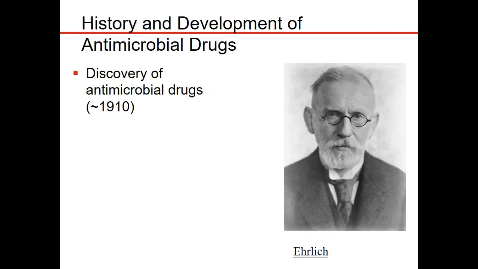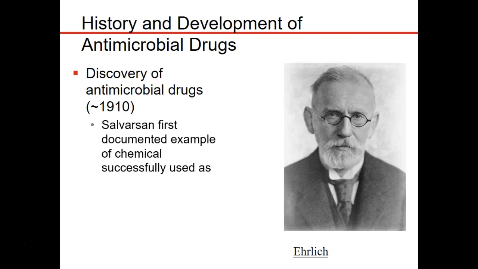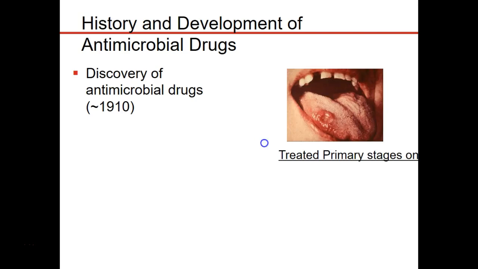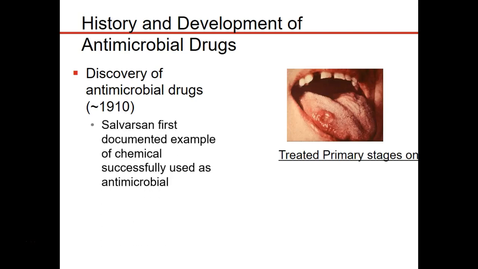One of the first antimicrobial drugs was called Salvarsan. Salvarsan was discovered by Paul Ehrlich. This is around 1910, and it was used as a treatment against syphilis. So it treated the primary stages only.